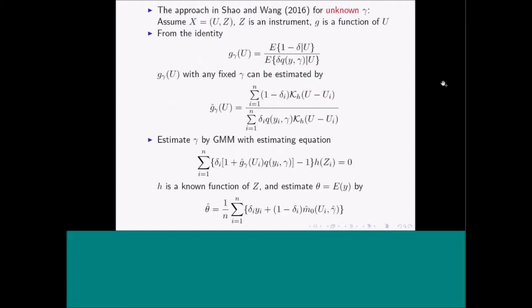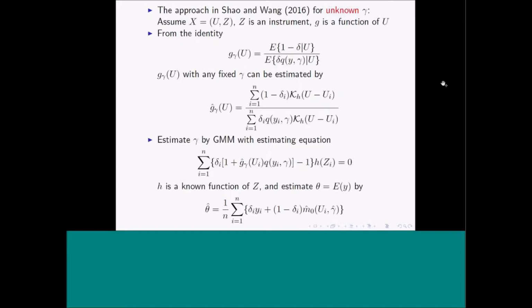However, assuming gamma is known is almost the same as assuming that you have some kind of external data to estimate the gamma. Somehow you can estimate this gamma beforehand. Otherwise, I don't think in any practical situation gamma is known. So the contribution of my own paper in 2016 is that we get rid of this assumption. We don't need to assume gamma is known.